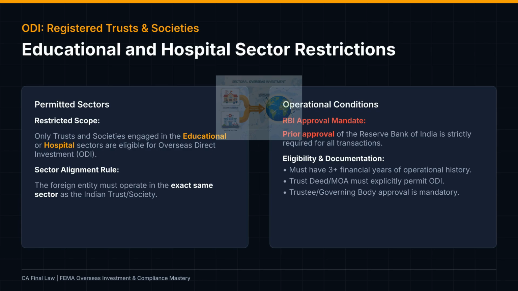Additional conditions include a minimum operational history of 3 financial years, authorization in the trust deed or governing documents, and approval from trustees or the governing body. If any sector-specific permissions are required from government authorities, those must also be obtained. In exams, remember the phrase: education, hospitals, same sector, RBI approval.